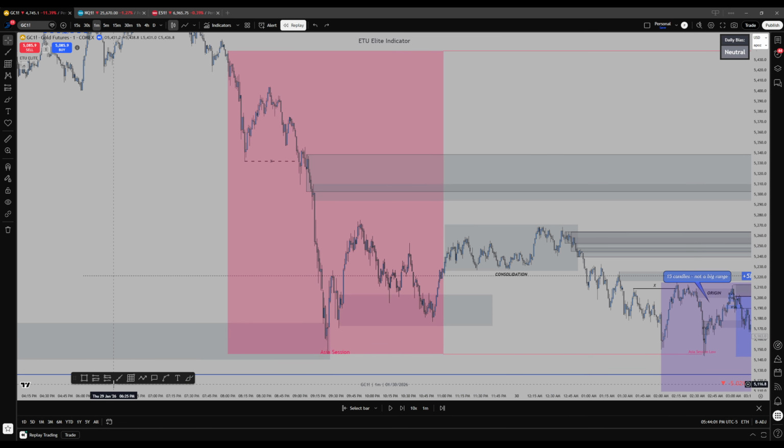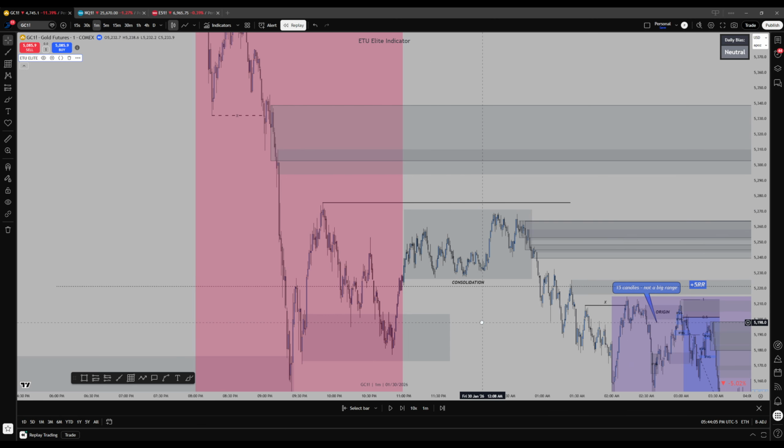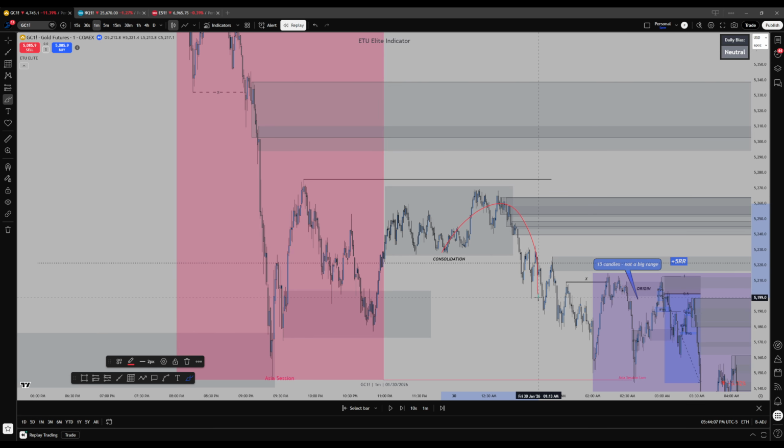But look what happened here. We failed to make a new high here, and that's okay. We come back for another mitigation cycle. This mitigation cycle also failed. All right. So this mitigation cycle failed here.